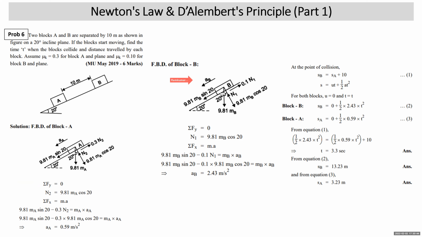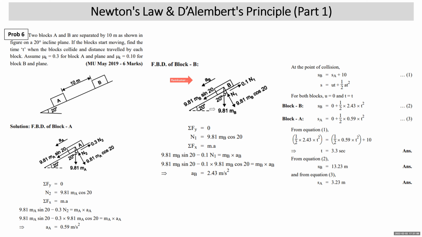Identically, we draw the free body diagram of block B. Again, its weight is not given, so we take its weight as 9.81 MB, that is mg. The mass of the block is assumed as MB, and g is 9.81, so we have written the weight as 9.81 MB. Normal reaction N1 makes 20 degrees with the vertical. 9.81 MB can be resolved: normal to the plane, cos 20, and along the plane, sin 20. Motion is down the plane, friction is up the plane.